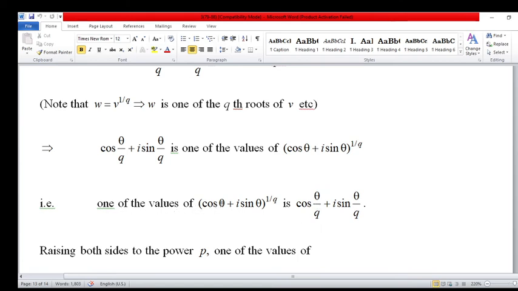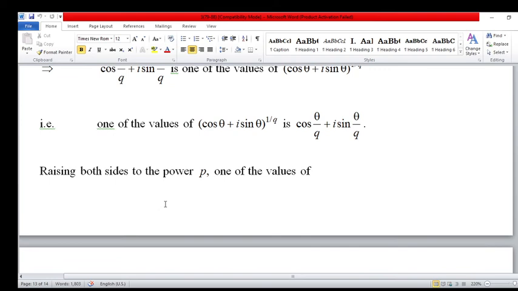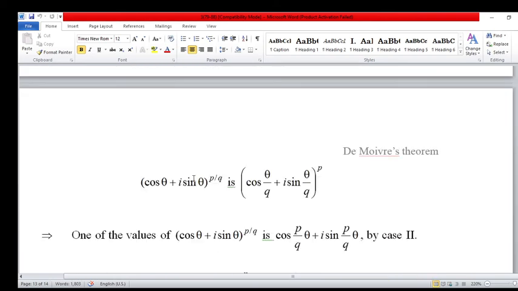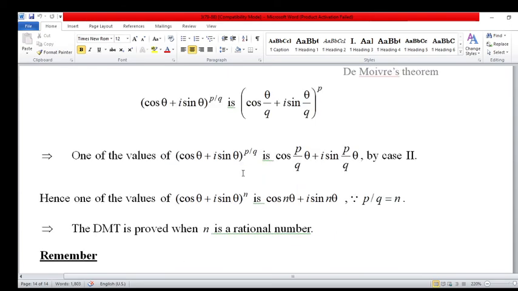Again, one of the values of cos theta plus i sin theta raised to the power 1 upon q is cos theta upon q plus i sin theta upon q. Now we take the power p on both sides. On the left hand side, cos theta plus i sin theta raised to the power p upon q, and on the right, cos theta upon q plus i sin theta upon q raised to the power p. Now apply DMT.